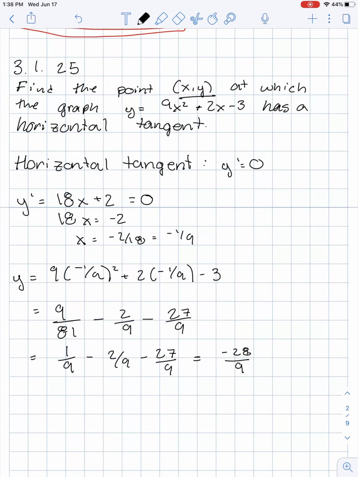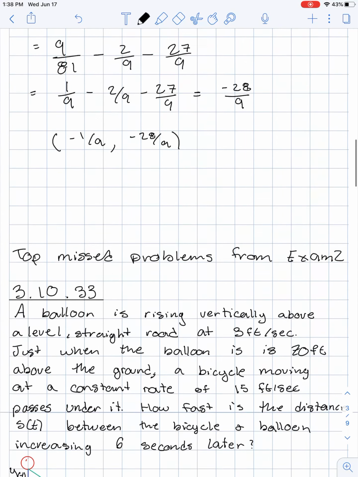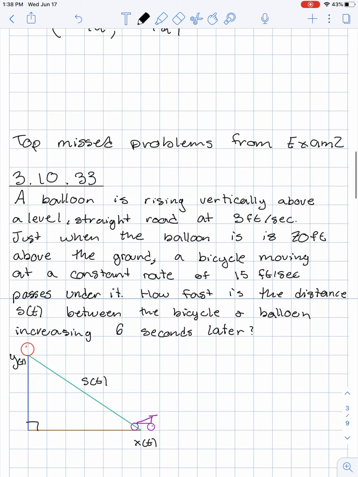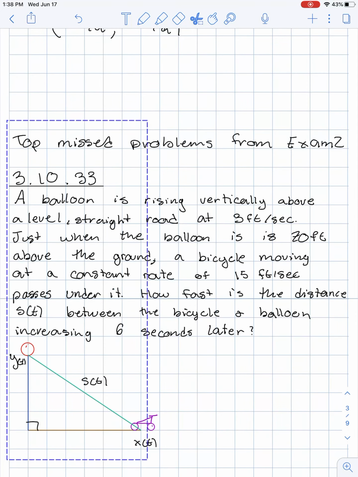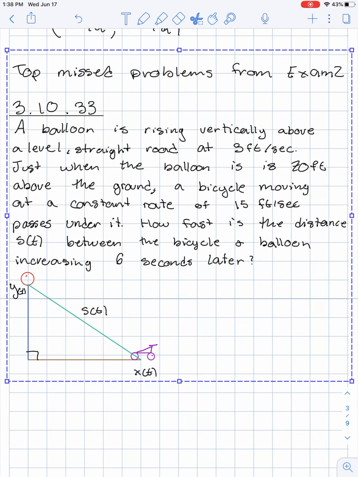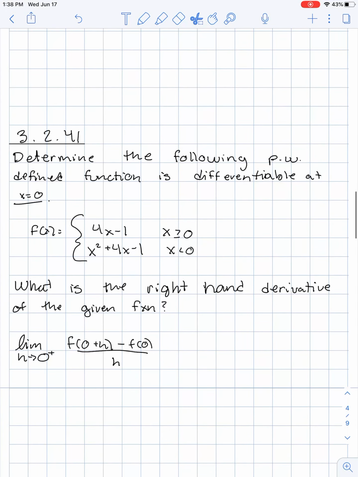So our final answer needs to be in the form of x, y. So I would write my answer, negative 1/9, comma, negative 28 ninths. Ta-da! Okay, cool. So, do we have room for this? No. Oh my gosh. Okay, we're going to move this up. We're going to move this down.